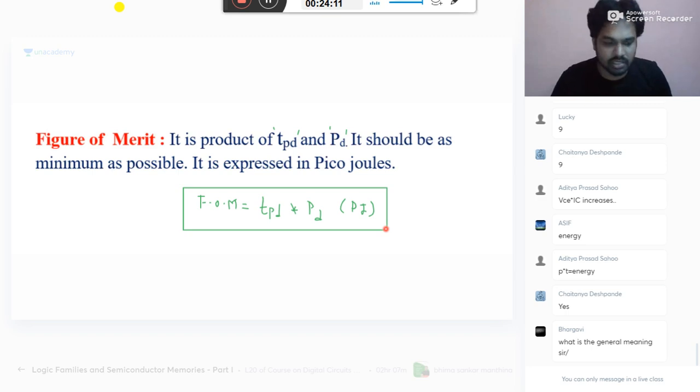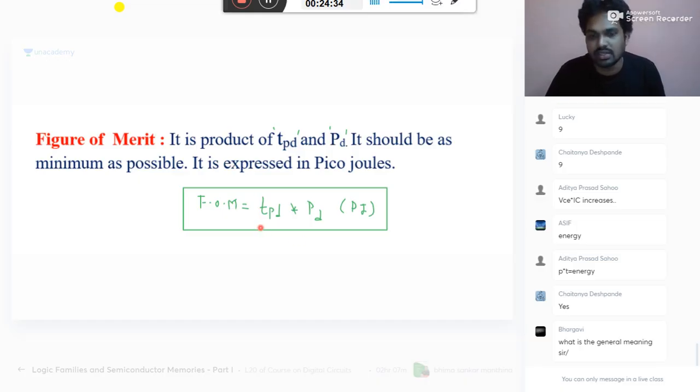What is the general meaning of figure of merit, Bhargavi? Figure of merit is the specification of the logic family which indicates the power dissipation and propagation delay product. Okay, it is one way to specify the merit, but it should be low. When it is low, it is good.